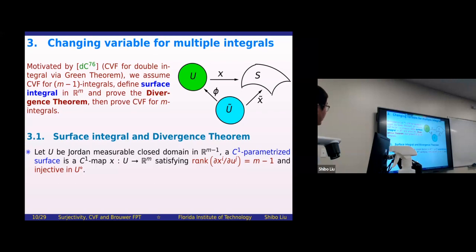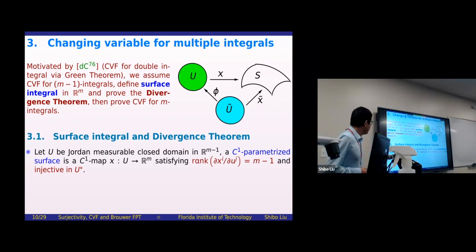First, the parametric surface. A parametric surface is just a regular map x from some U in n minus one dimensions to m dimensions. Regular means that the rank of the Jacobian matrix is n minus one. X prime, the Jacobian matrix of this map x, is an n minus one by m matrix. We require that it has maximum rank, that is n minus one. Moreover, because we want x to be a parametrization, x has to be injective in the interior of U, not on the whole U.